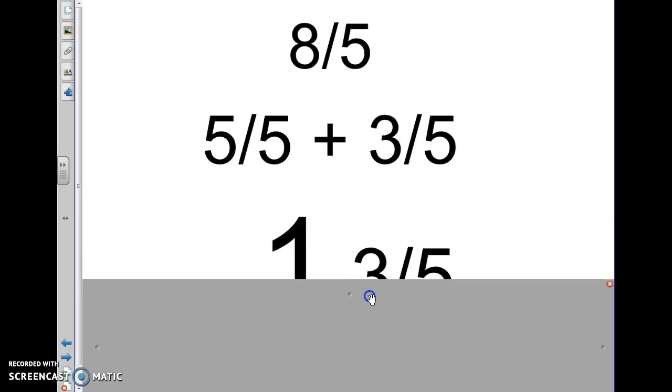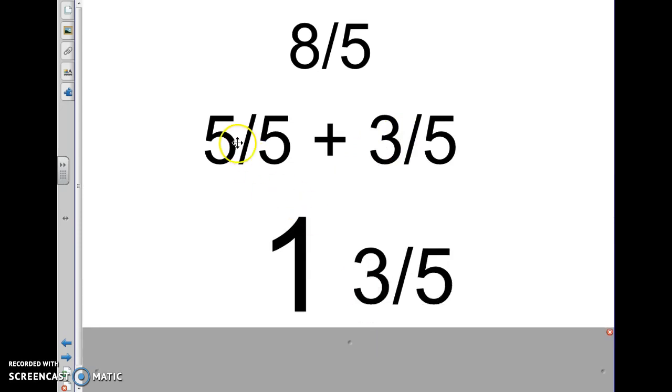And so 5/5 is the same as 1 whole, and then 3/5 is 3/5. So that means that 8/5 is the same as 1 and 3/5.